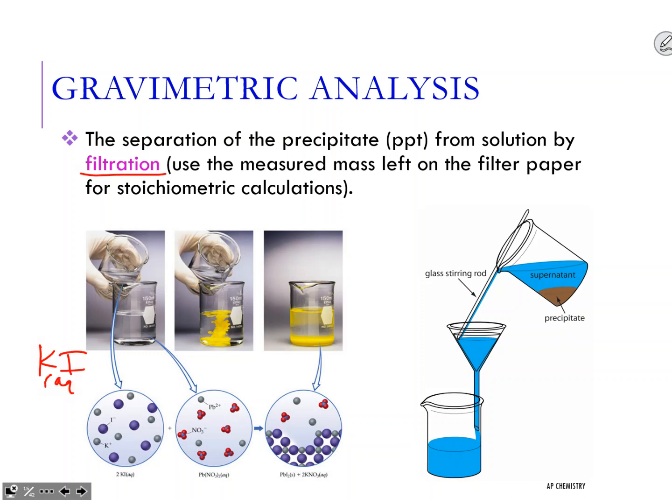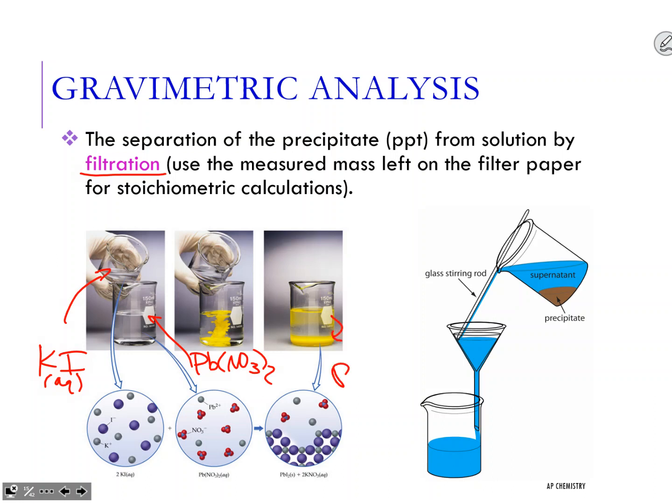What we notice here, in this particular example, the filtration showing in this picture, you have potassium iodide, that's aq, over here in this beaker. This beaker you have lead II nitrate. They're both clear solutions by themselves, but when you put them together, you start to see the bright yellow precipitate form, and it falls to the bottom.